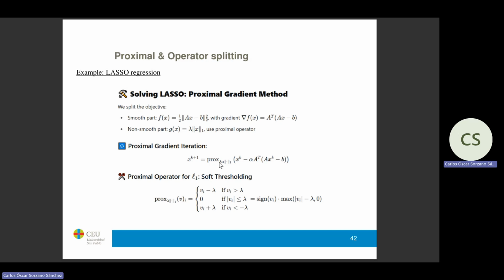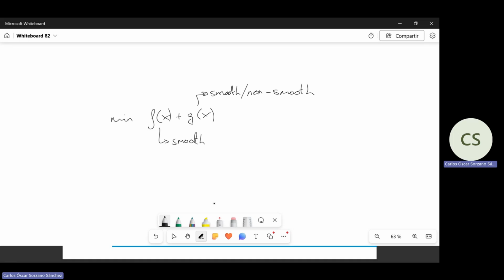Here it is not a constraint problem, but we followed yesterday a kind of similar approach. So it is not projecting onto a feasible region, but it is projecting onto a ball. And this projection here is this one. It is parameterized by lambda, and you are projecting a vector v. For every component of v, if v_i is larger than lambda, it is v_i minus lambda. If v_i is smaller than minus lambda, it is v_i plus lambda.